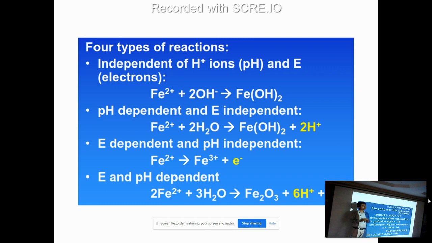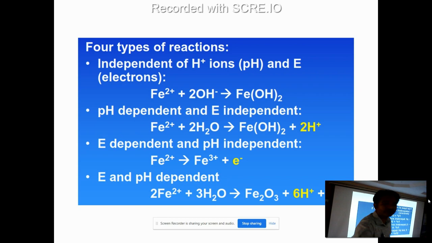First example. So what is this example? Fe2 plus is reacting with 2OH minus, giving us Fe(OH)2. There won't be any electron involved, there won't be any H plus ion involved. Clear, understood now?